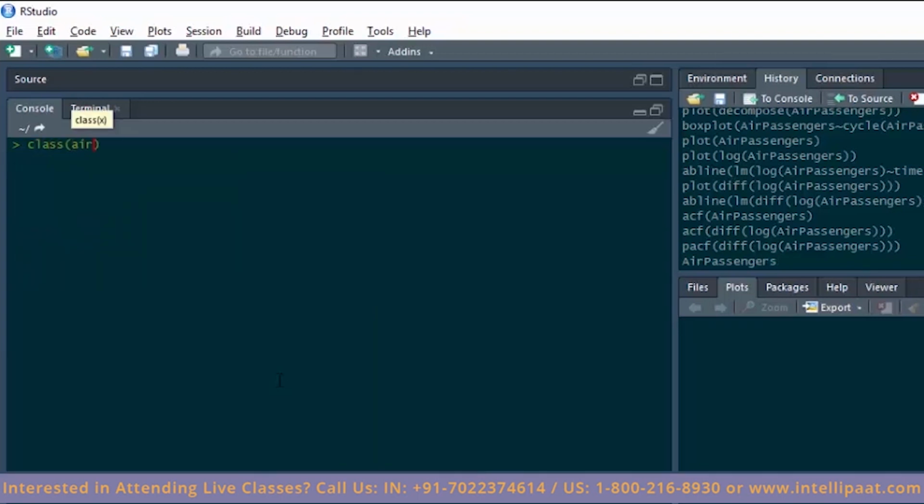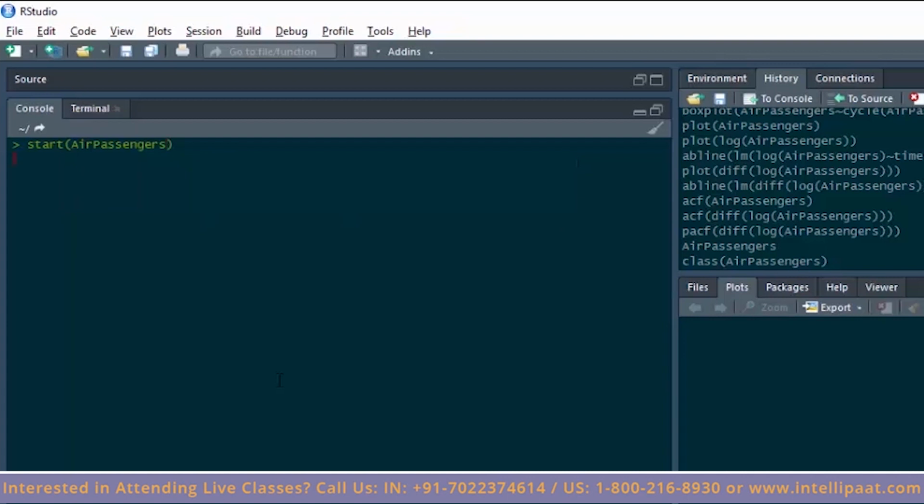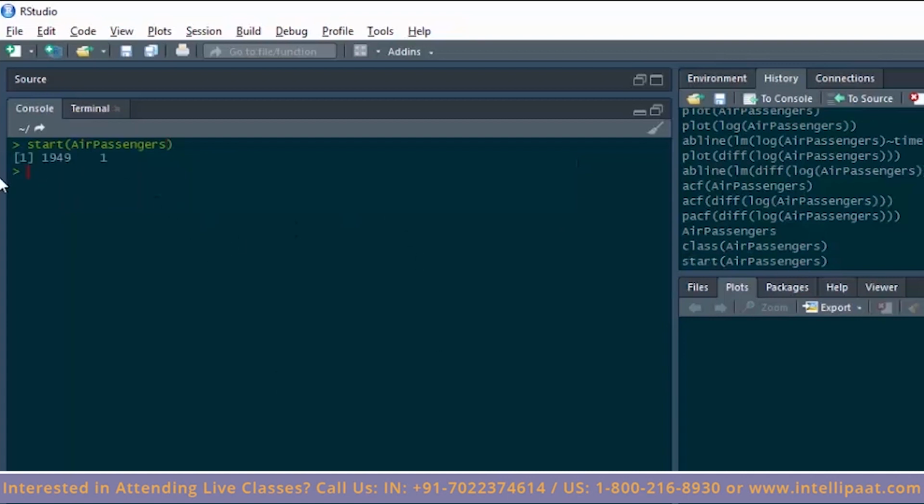So it'll be class of air passengers. So we get TS. So TS is nothing but time series. Now let's also explore some time series functions. So the start function would give us the first entry point of the time series dataset. So start of air passengers, and this is the first entry point.